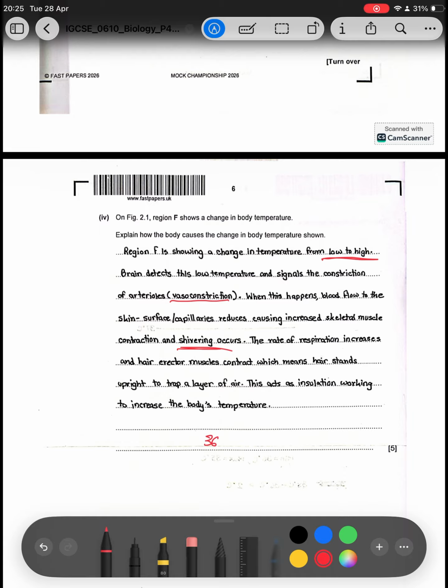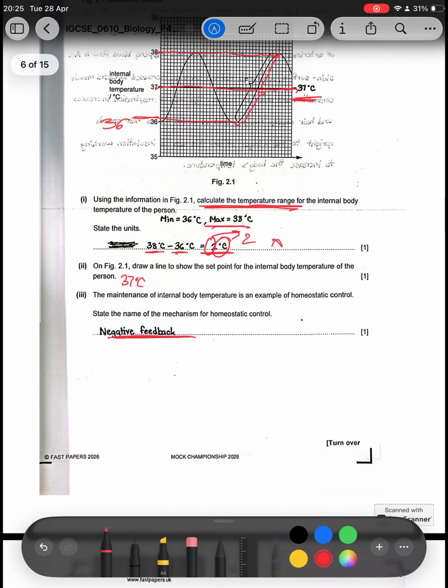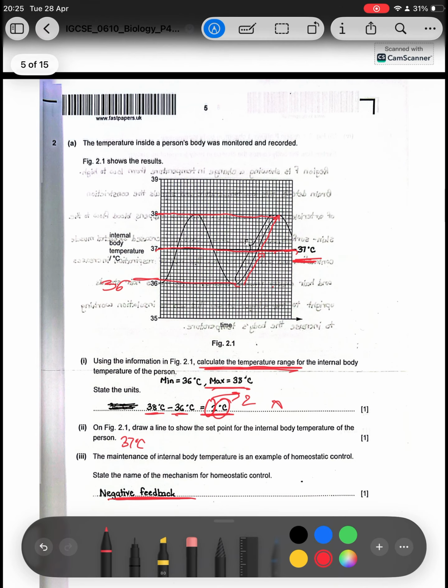So it's going from 36 to 38, and then it's falling back to 37. So the body responds to this low temperature by raising it, and then it slowly comes down to the normal temperature.